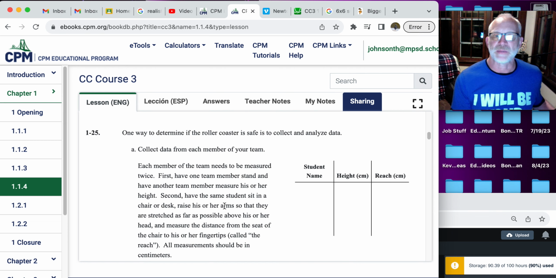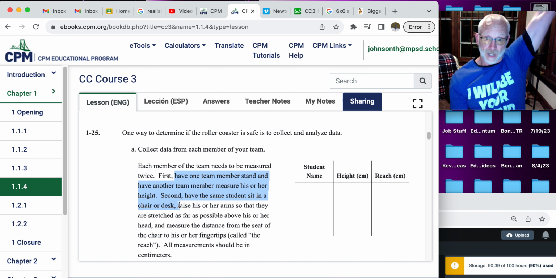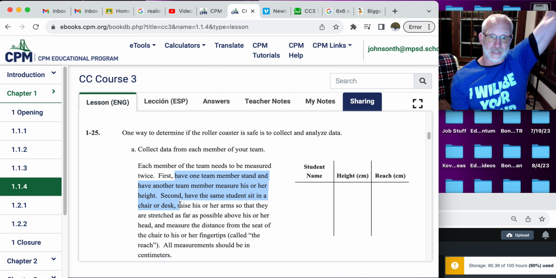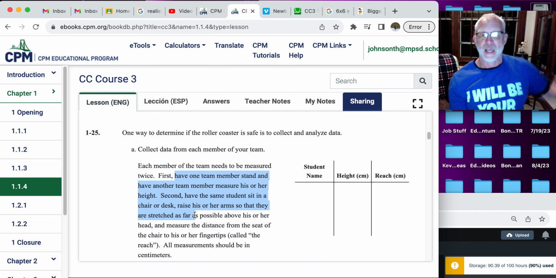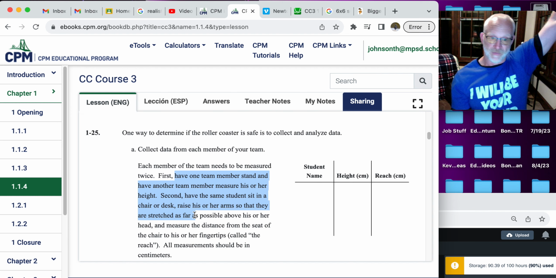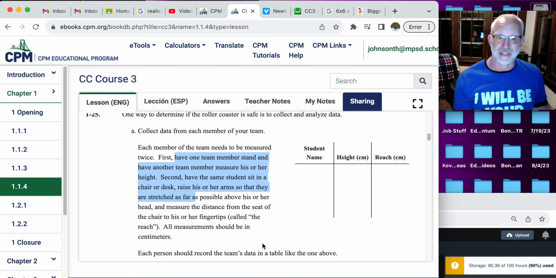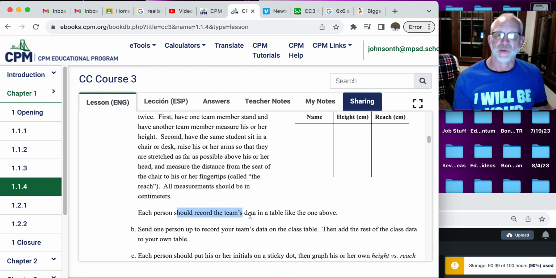Each member of the team needs to be measured twice. First, have one team member stand and have another team member measure his or her height. Second, have the same student sit in a chair or desk, raise their arms so that they're stretched as far as possible above their head, and then measure the distance from the seat of the chair to the fingertips, called the reach. All distance measurements should be measured in centimeters. Each person should record their team's data in a table like the one above.